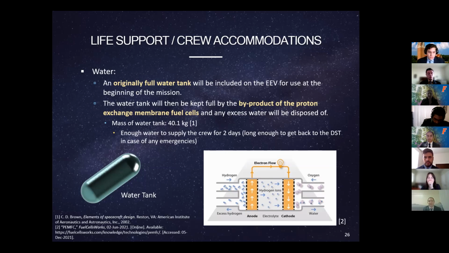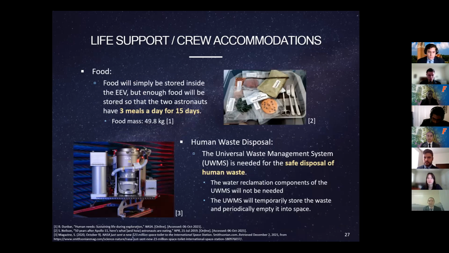And this water tank is sized so that it's enough water for the 2 crew for 2 days, which is long enough to get back to the DST in case of any emergencies anywhere during the mission. Next slide, please. And then we have food. There will be enough food for the 2 astronauts to have 3 meals a day for 15 days.